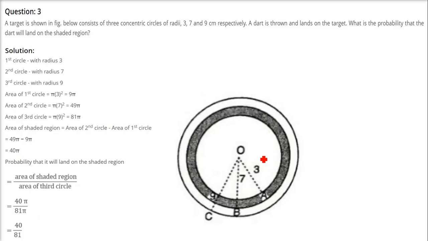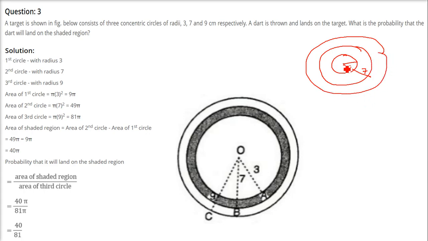Again in this figure, this consists of 3 concentric circles of radius 3, 7 and 9. So we have a circle of 3, then 7, then 9. A dart is thrown. Dart means anything which has to be thrown, lands on the target. What is the probability that the dart will land on the shaded region? And what is the shaded region? This one is the shaded region.